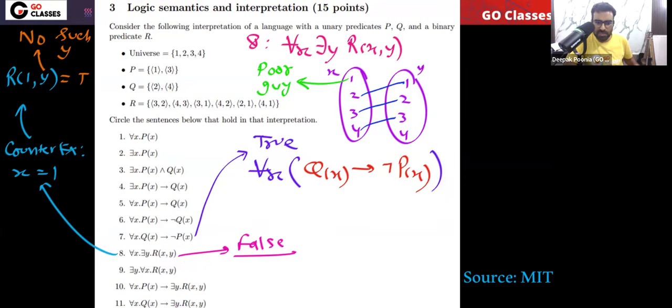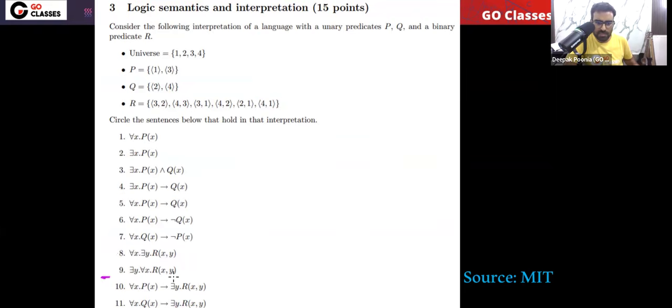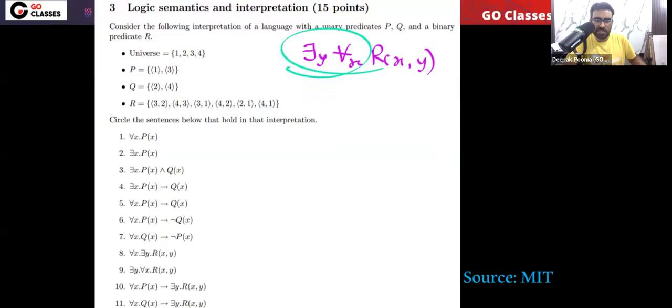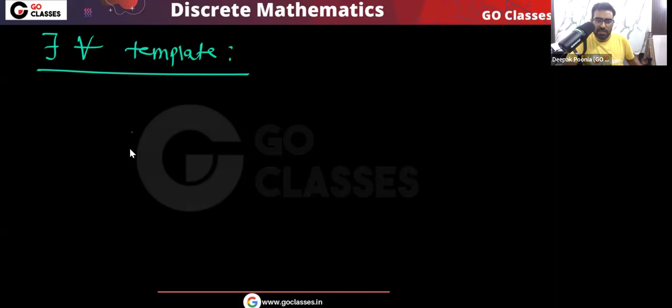What about the ninth statement? The ninth statement is there exists y for all x, Rxy. Now this is the template there exists for all. This template also we have studied. This template is like this: if you have, for example, there exists x for all y, Pxy, then when can I say this expression will be true?